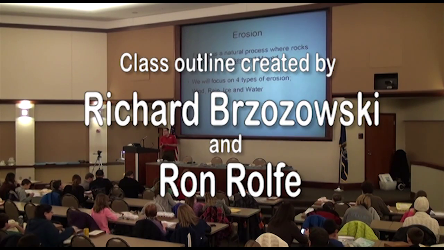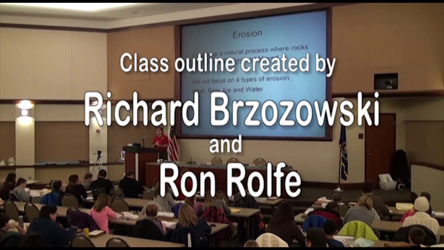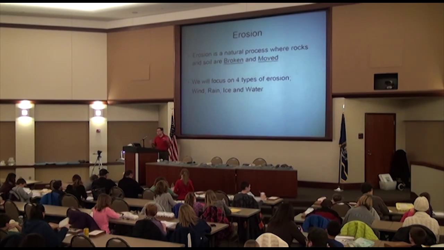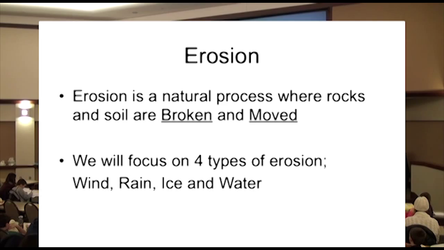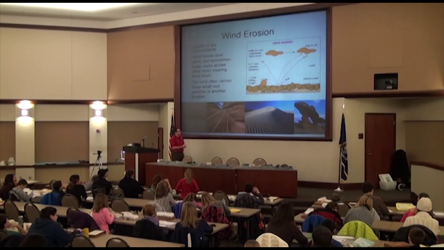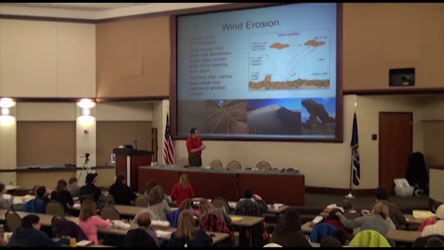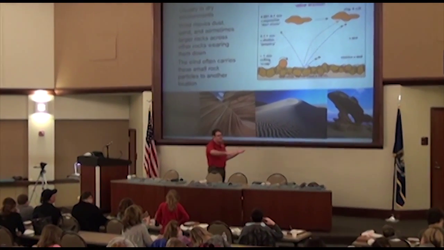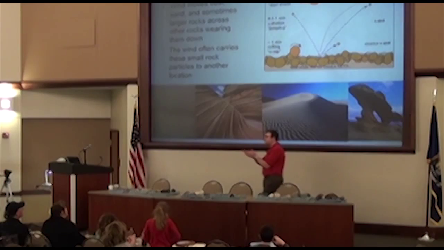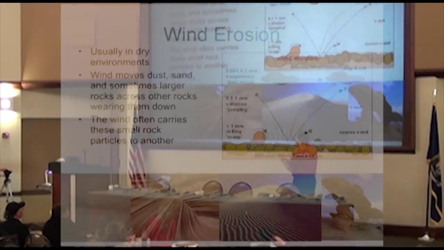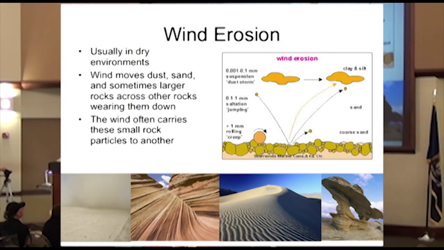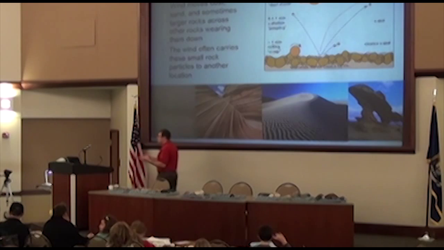So we're going to talk about wind erosion and then different types of water erosion: rain erosion, ice, water, all different types of water. So the first thing we're going to talk about is wind erosion. Wind is where the wind actually picks up and moves particles of rocks or soil and drags them from one place to another. A lot of different processes happen when that goes on.